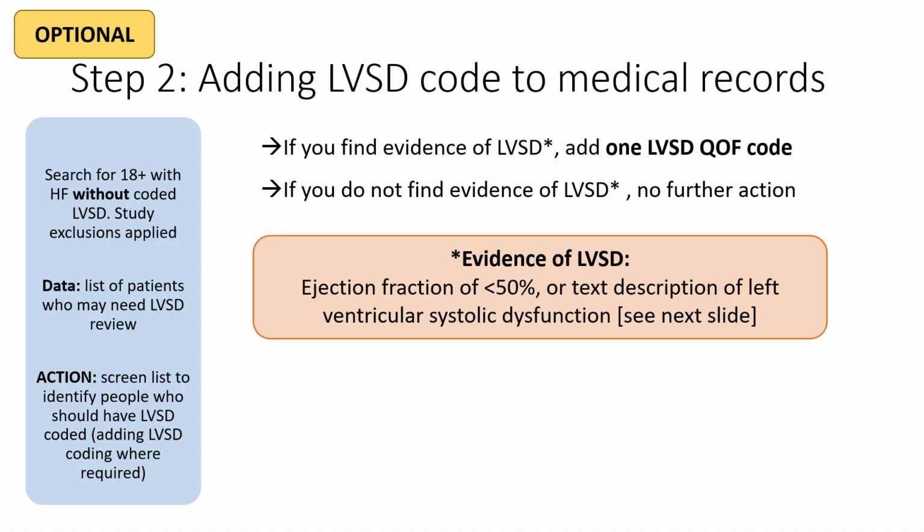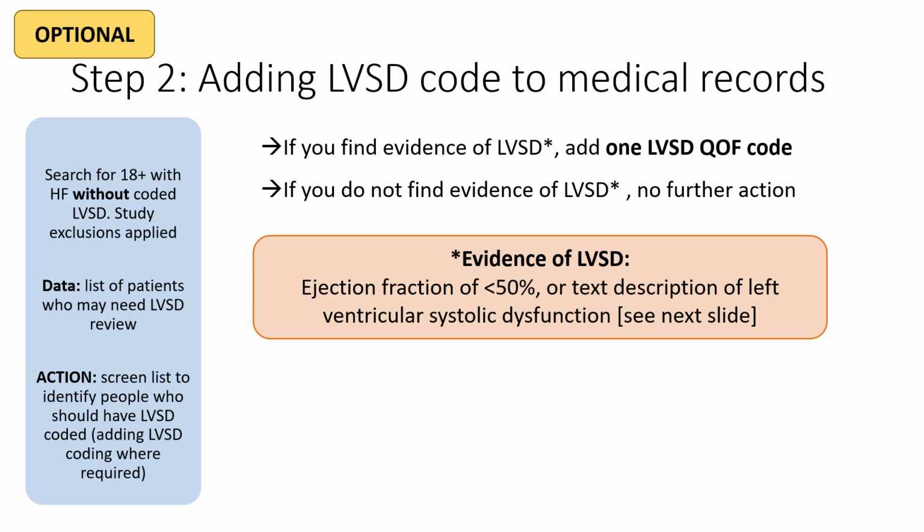If you find evidence of LVSD when looking at the medical records, you should add a QOF code for LVSD to that patient's record. If you do not find evidence of LVSD, no further action is needed. For CORAL, we are defining evidence of LVSD as written description of left ventricular systolic dysfunction or an ejection fraction of less than 50%. Although worded slightly differently, this includes the same population of people with heart failure due to LVSD used for QOF Register 2.